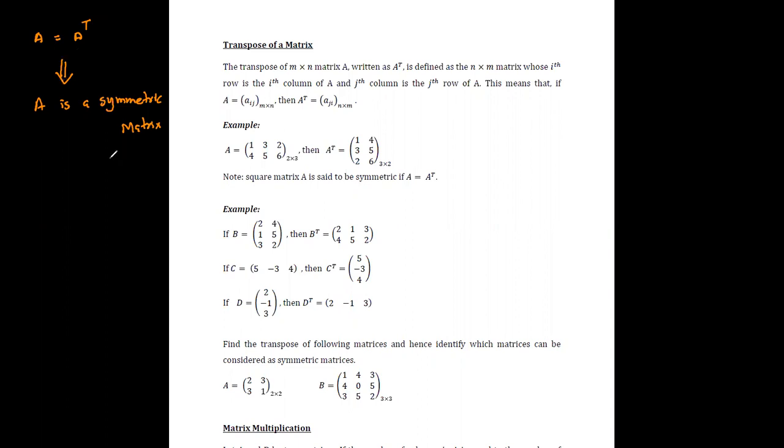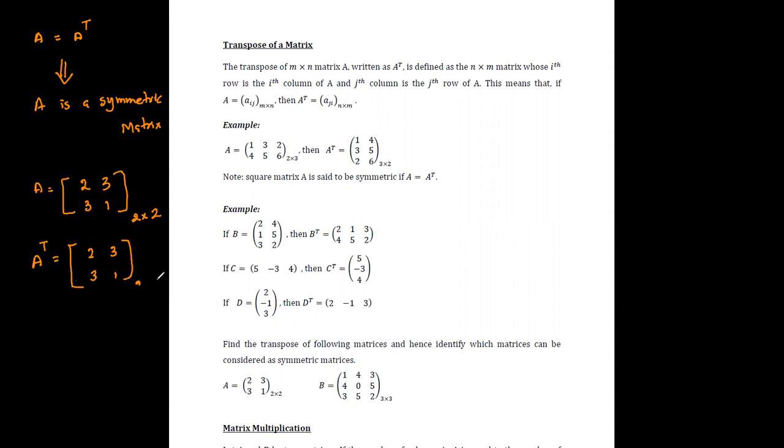If you consider this example, A is a matrix given as 2, 3, 3, 1. This is a 2 by 2 matrix, and if you consider the transpose of this matrix, then what we get is: the first row becomes the first column. Now it will be 2 and 3. Then the second row becomes the second column. Then it will be 3 and 1.